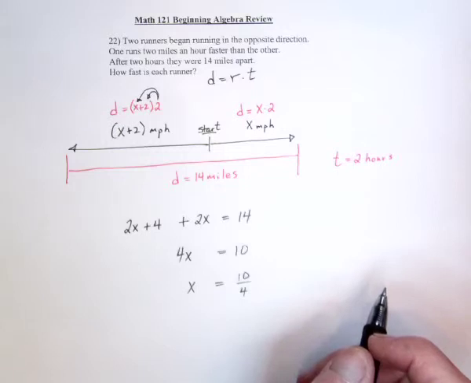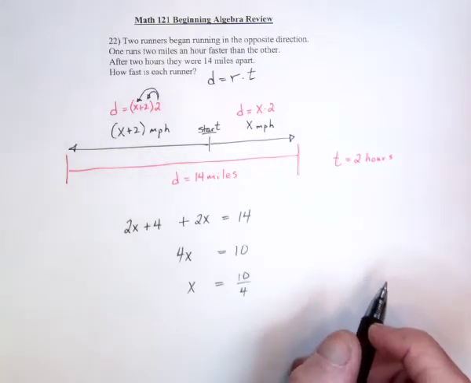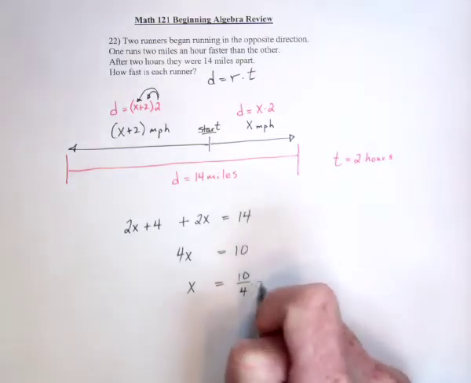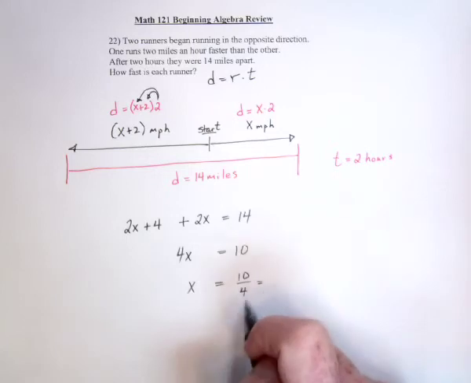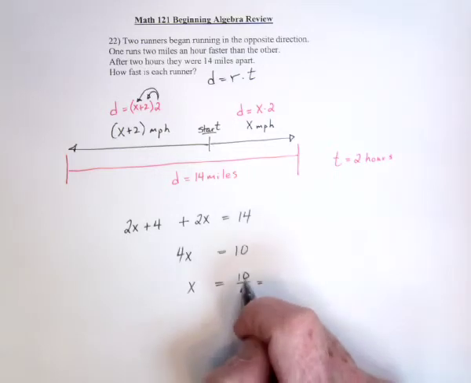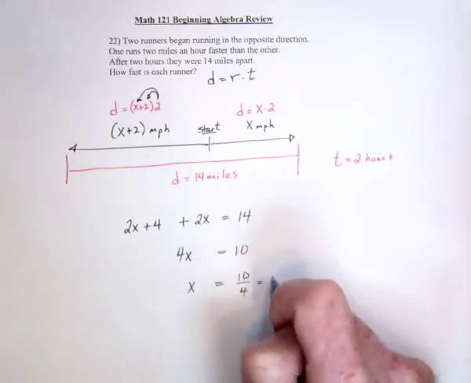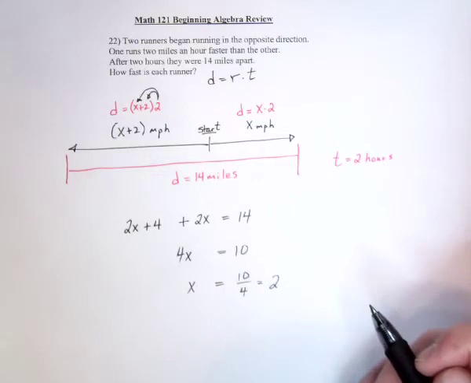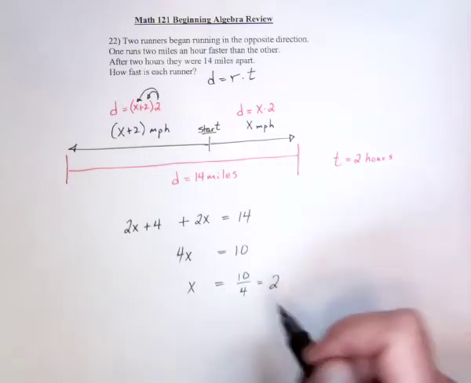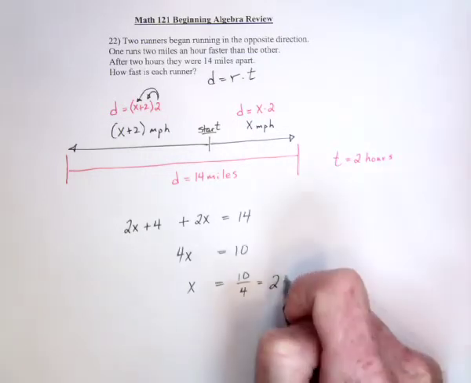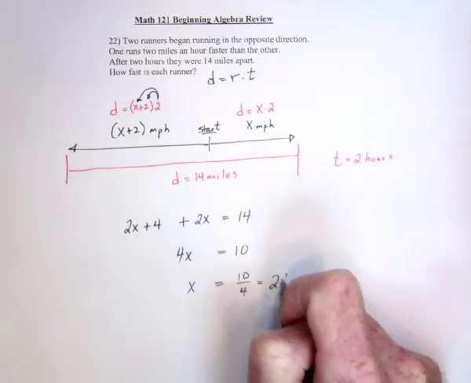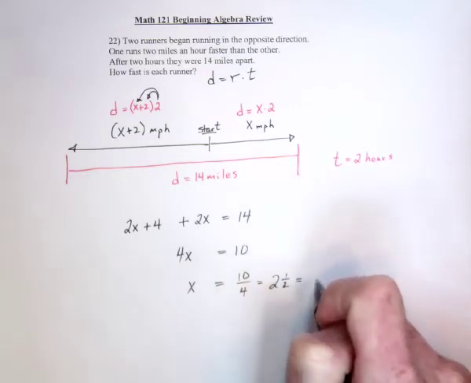Now let's see. There's a couple of things to do. One, with word problems, you should always leave a decimal answer. So first I can make this a mixed number. So 4 goes into 10 2 times. 2 times 4 is 8, so that leaves a remainder of 2. So 2 quarters, but I know 2 quarters is a half. So 2 1/2.